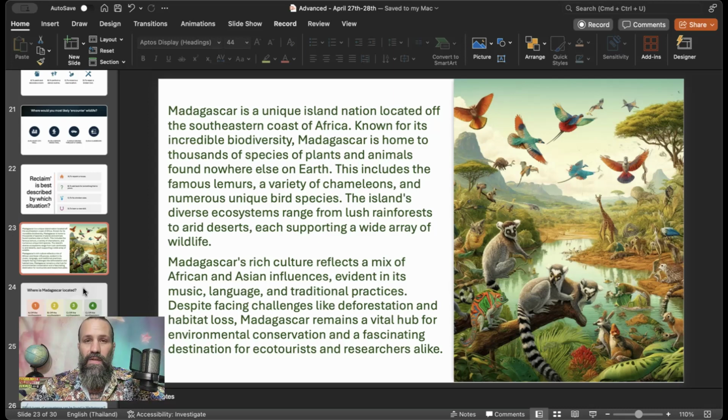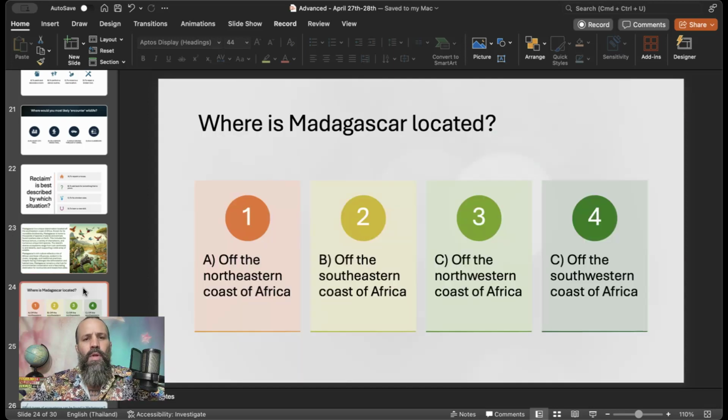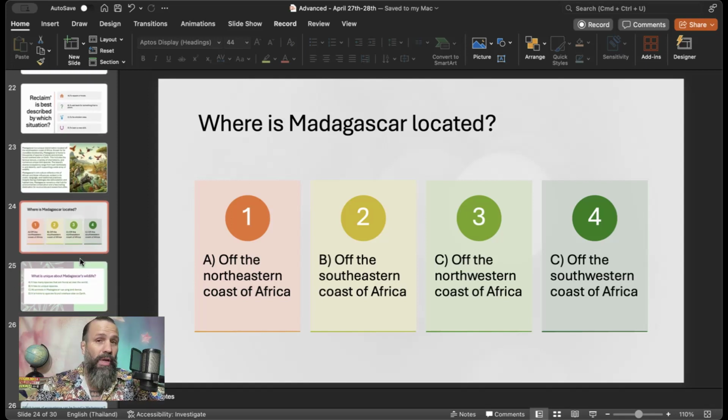Now I've got some questions for you to follow up with that. Where is Madagascar located? Go ahead and read all those. Northeastern, southeastern, northwestern, southwestern, and the correct answer is the southeastern coast of Africa. That's both knowing your geography and knowing your directions.